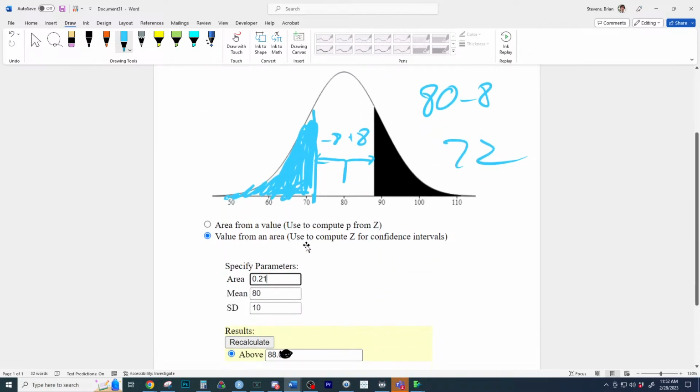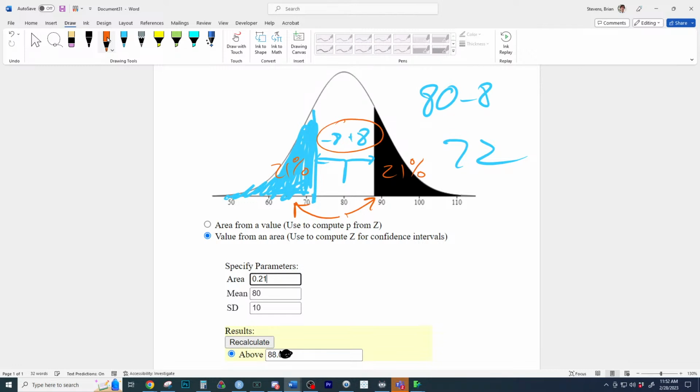But if you just round it to whole numbers and you say, well, the top 21% is at 88, then that's 8 above. Okay, so what? Good question, Tyler, right there. So the top 21%, this is the top 21%, and the bottom 21%, have a symmetric distance away.